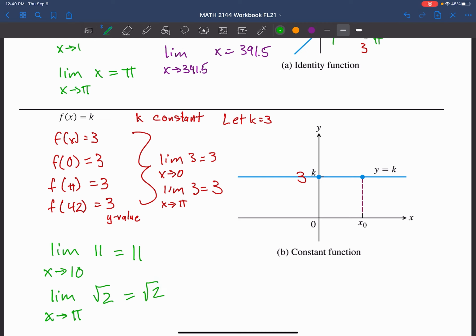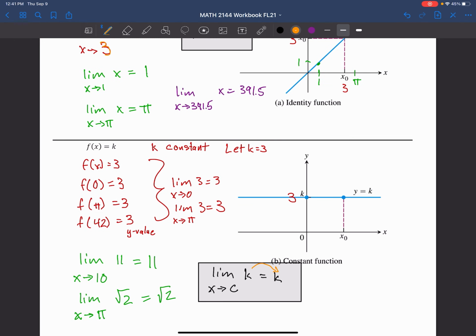In general, we have this kind of pattern right here. The limit as x approaches anything of the constant k, any value of x, is going to be equal to the constant k. So be careful, when it's the constant function, it is going to be the function giving you the y value. So again, just make sure that k is transferred over. Those are the two basic functions that we can see the principle from graphically.